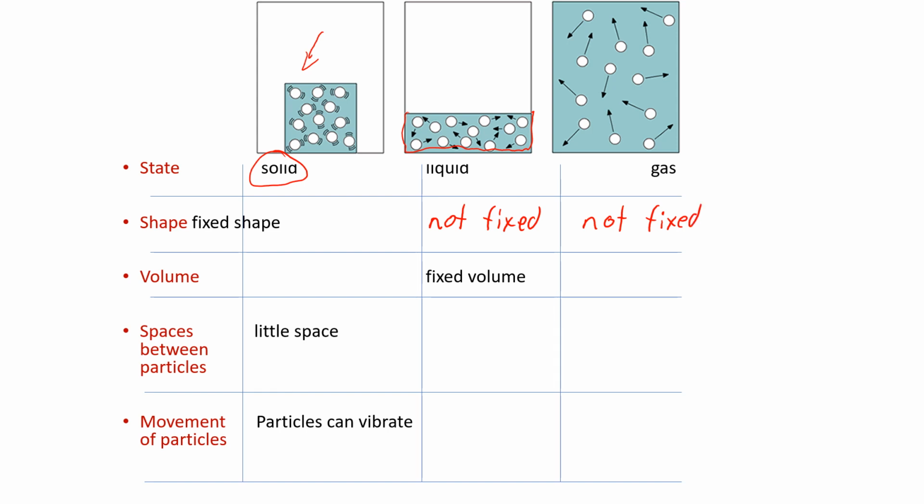Now the volume of a solid. The volume of the solid is also a fixed volume. If this was occupying, say, 10 cubic inches, it'll be occupying 10 cubic inches. Doesn't matter where you place that object. So we say it has a fixed volume.